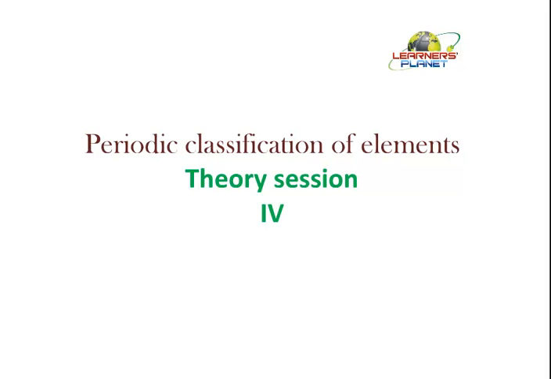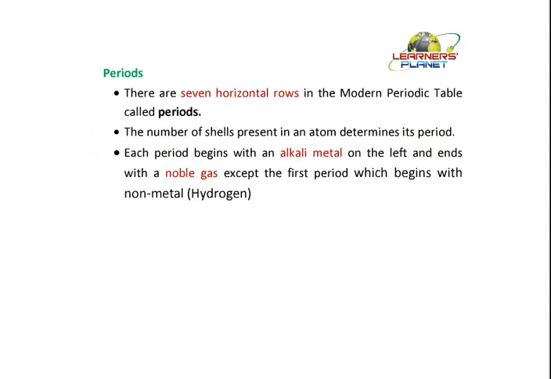Okay, now I also told you about the periods and the groups in the periodic table, and let's see what periods are present in the modern periodic table. So let's start our discussion about the periods. There are 7 horizontal rows in the modern periodic table, and these horizontal rows are called periods. The number of shells present in an atom determines its period.